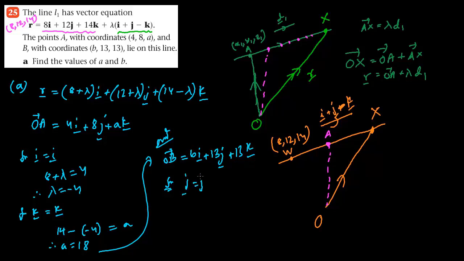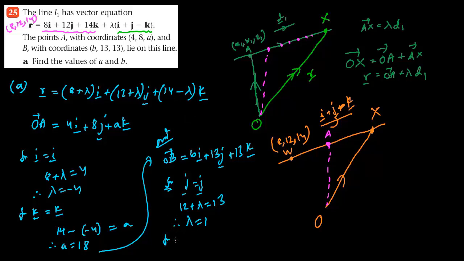So let's start with i equals i. In that case, the coefficient of j is 12 plus lambda. This equals 13, therefore lambda equals 1. That means even for k, the lambda is going to be 1. 14 minus lambda equals 13, therefore lambda would also equal 1, because for a particular point, the value of lambda is fixed for that particular point.